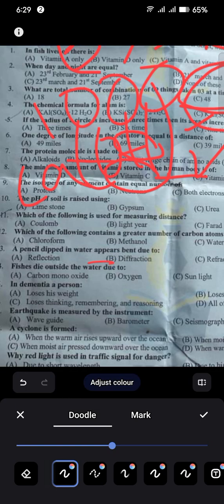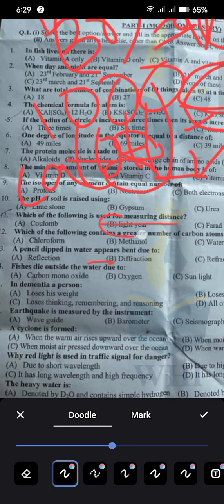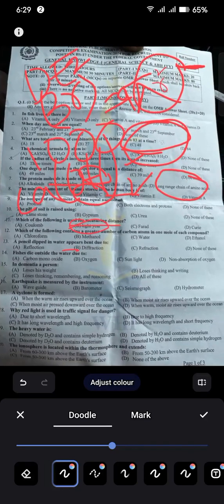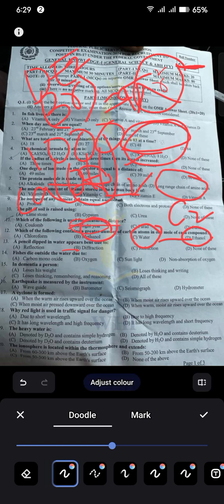So question number 11, which of the following is used for measuring distance, that is a light year. Which of the following contains the greater number of carbon atoms in 1 mole of each compound? As we know, the number of carbon atoms in ethanol is 2, water has none, methanol is 1, chloroform is 1. So the maximum number of carbon atoms is present in ethanol.